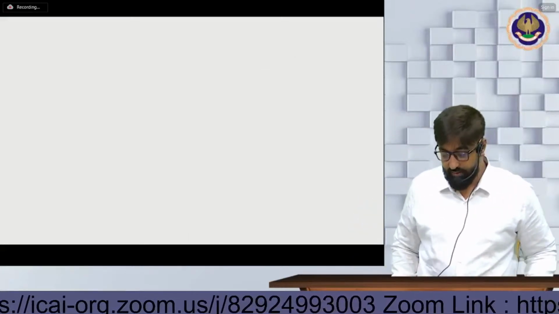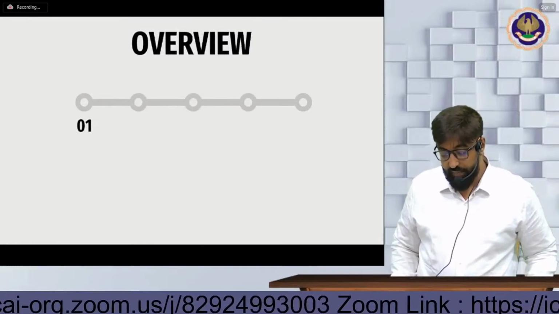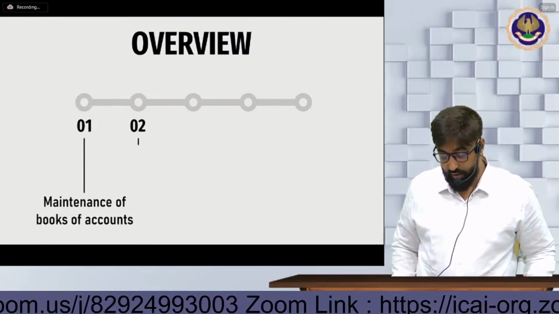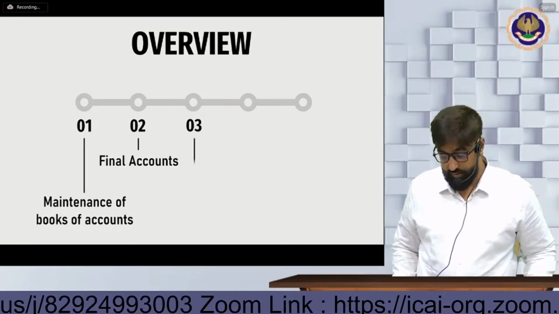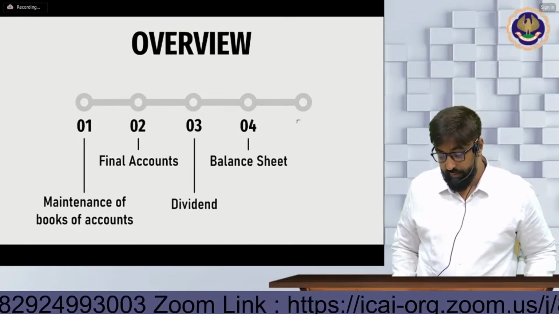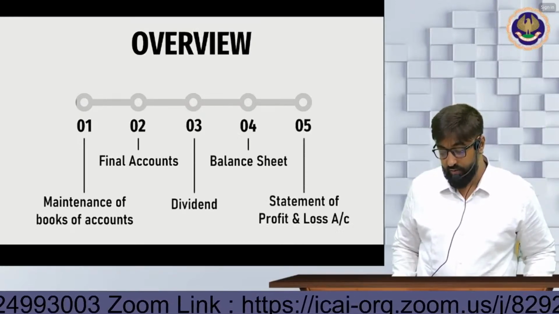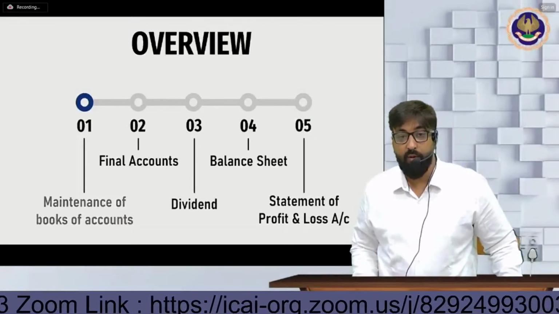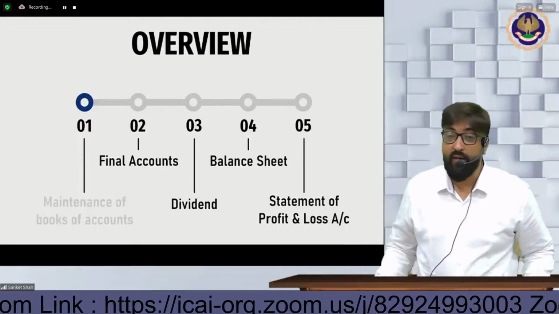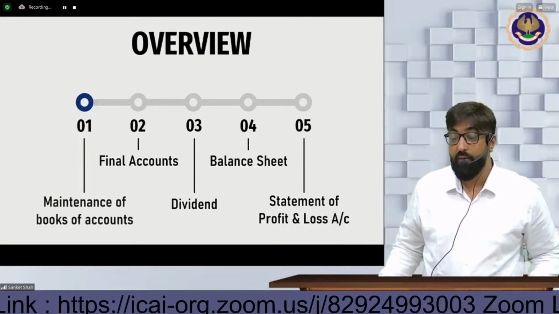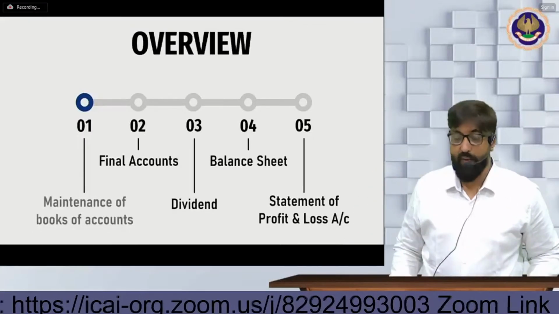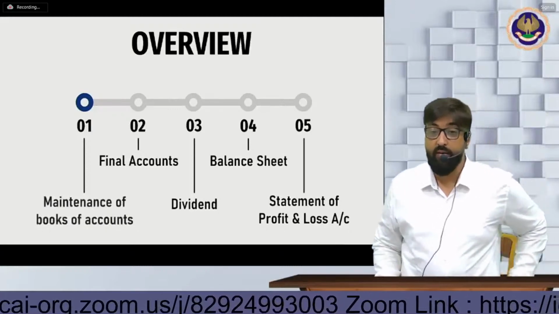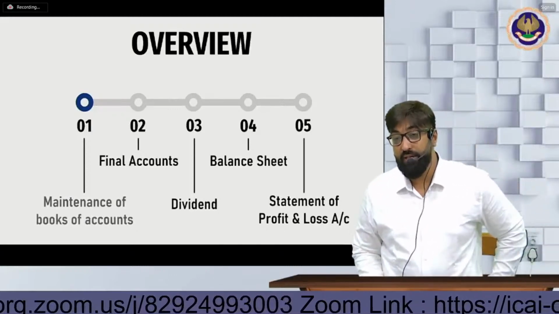So friends, this chapter is basically divided in 5 parts: maintenance of books of accounts, final accounts, then you have dividend, then you have balance sheet, and the last one is the statement of profit and loss account. So in the exam, the important point is that you have to recall the balance sheet pro forma. The balance sheet pro forma is equity and liabilities, shareholders' funds, share capital, reserves and surplus.